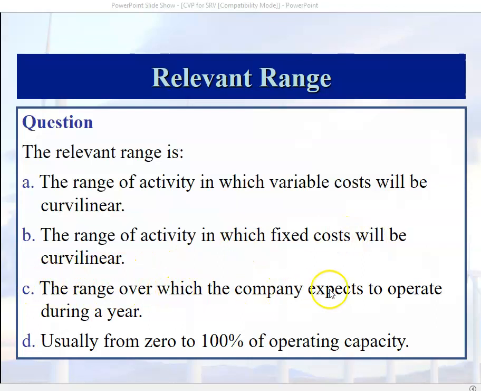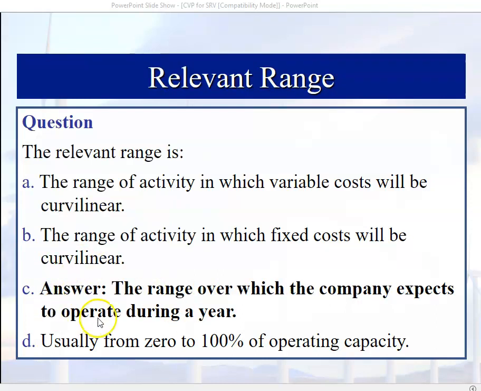C says the range over which the company expects to operate during the year. This is going to be your correct answer here. And so what we're essentially saying with choice C, just to kind of clarify this again, is that fixed costs are fixed costs if we make, let's just say as an example, between 10,000 units and 28,000 units per year, right? If we produce fewer than 10,000 units, we might be able to get rid of some fixed cost. If we produce more than 28,000 units, some fixed costs come into play that we didn't have before. Okay, and again, there's your answer.